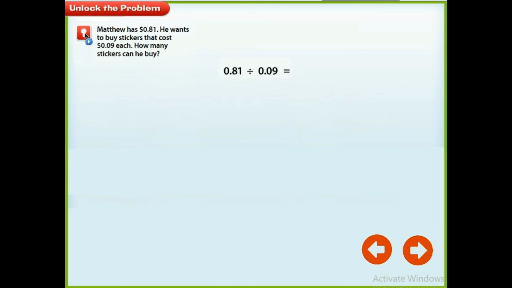We must divide 81 hundredths by 9 hundredths. The divisor must be multiplied by 100 for it to become a whole number. That's why I should multiply the dividend as well by 100. The new division problem is 81 divided by 9. The answer is 9. Therefore, 81 hundredths divided by 9 hundredths is equal to 9.